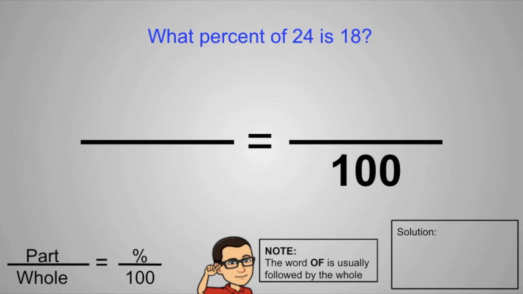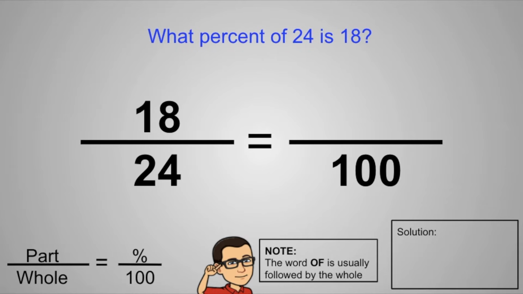The first question says, what percent of 24 is 18? If we look at the bottom, there's a very important note that's going to help us solve this problem. That note says, the word of is usually followed by the whole. So since it says, what percent of 24, we know that in our proportion, the whole, or the bottom left, is going to be 24. And since it is what percent of 24 is 18, we know that the 18 is not the percentage, therefore it must be the part.